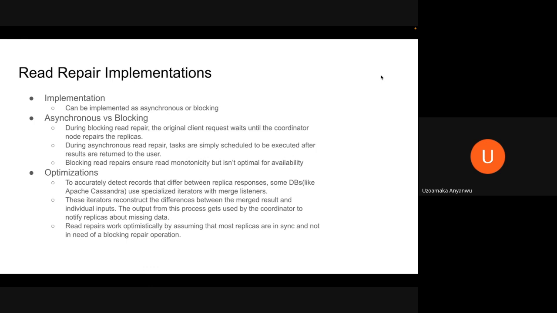When it comes to optimizations, some databases use specialized iterators together with merge listeners to fast track read repairs. These iterators reconstruct the differences between the merge result and the individual inputs, and the coordinator node uses this to notify other replicas about missing updates.